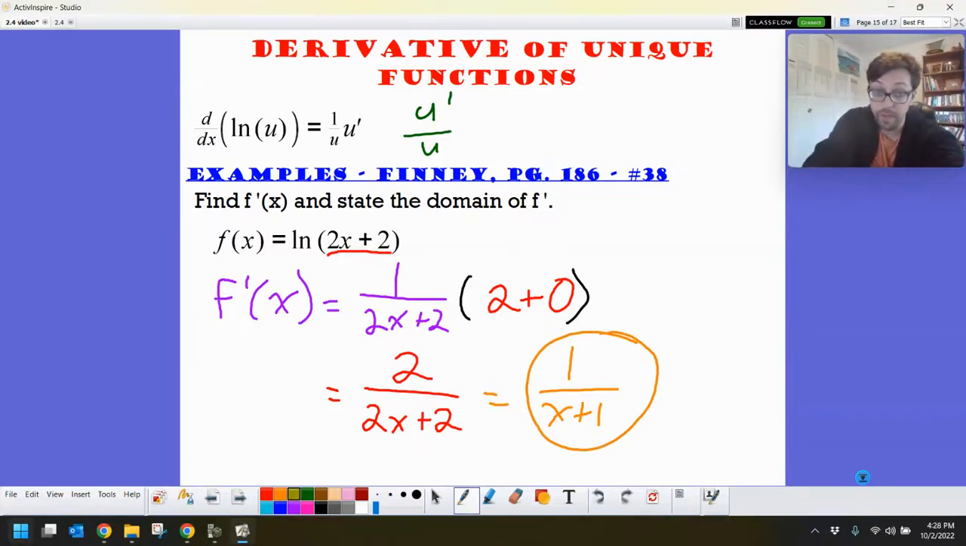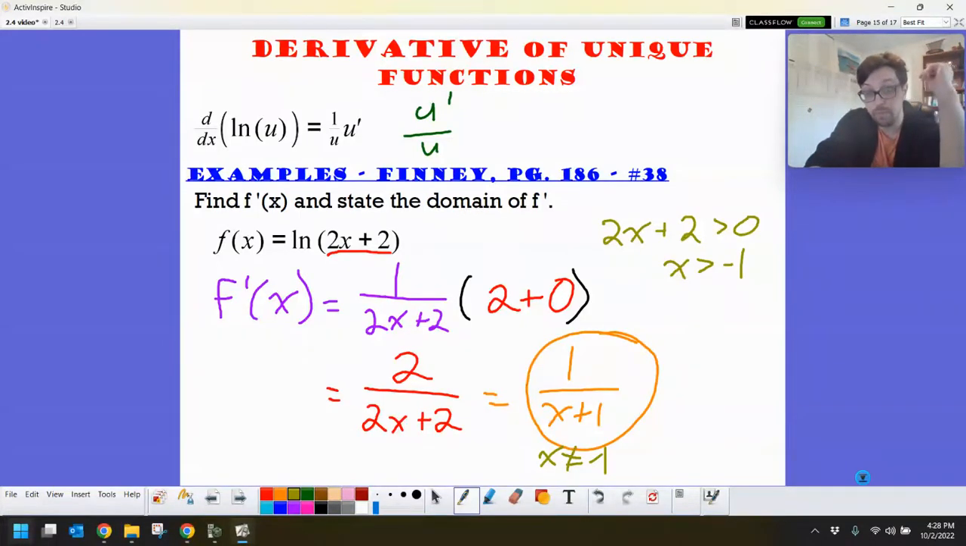To determine our domain, we go back to our original function. We say, well, for logarithms, that 2x plus 2 has to be greater than 0, because we can't put in negatives or 0 into logarithms. So that means x has to be greater than negative 1. If we check the derivative, it's just saying we definitely don't want -1 because we're not going to be differentiable at that point, because we wouldn't be able to put in that -1. So based on the original function, you have to be greater than -1.